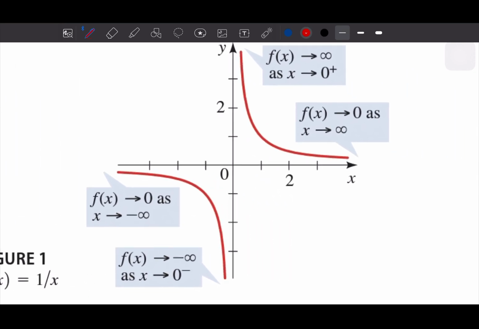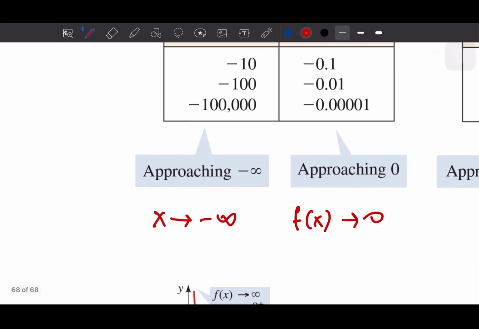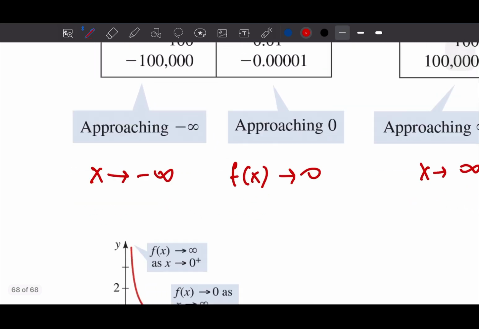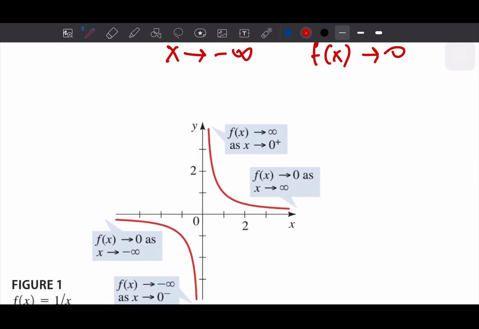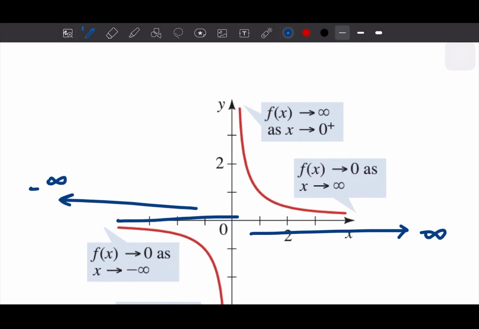Okay, and remember that when x goes to infinity or negative infinity, meaning x goes there, or goes here, there is some invisible line that appears. We call this invisible line an asymptote.